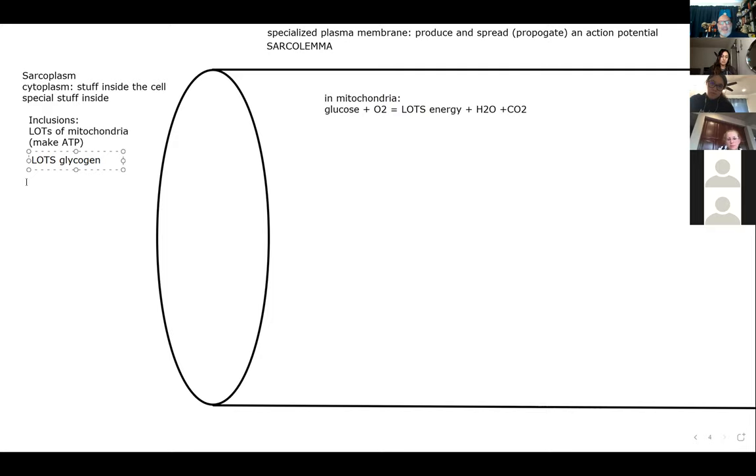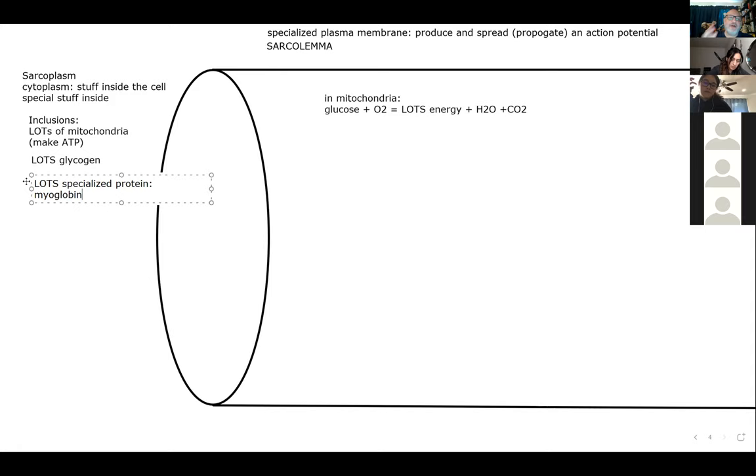And we also have lots of this specialized protein. That specialized protein is called myoglobin. Myo means muscle, but myoglobin sounds an awful lot like what? Hemoglobin. And someone remind me again what hemoglobin does? Where do you find hemoglobin? In the blood. Yeah, where specifically in the blood? Red blood cells. Right? And what do the red blood cells do with all that hemoglobin? Carry oxygen, exactly. So these myoglobin proteins inside of our muscle cell are able to store lots of oxygen.